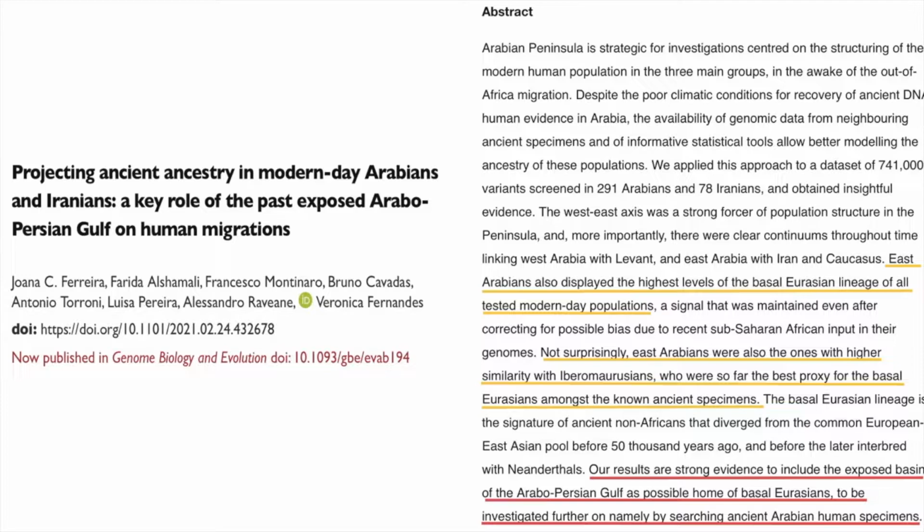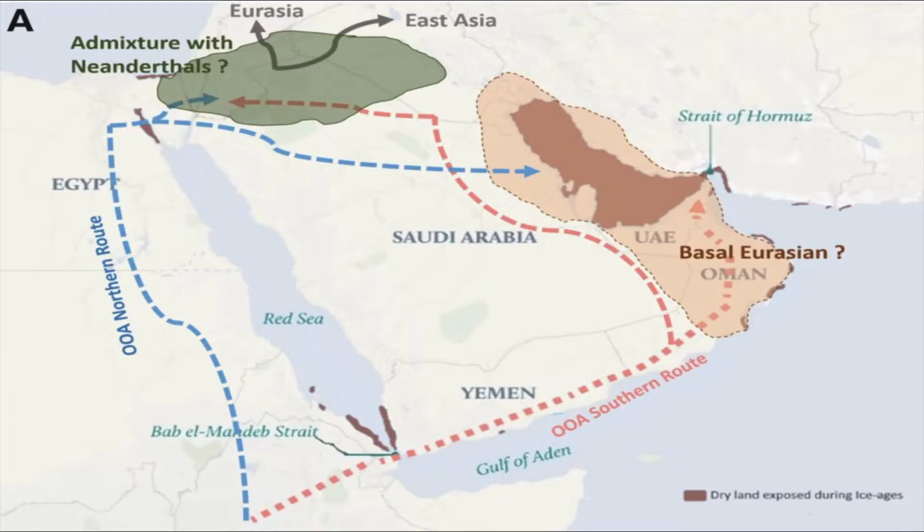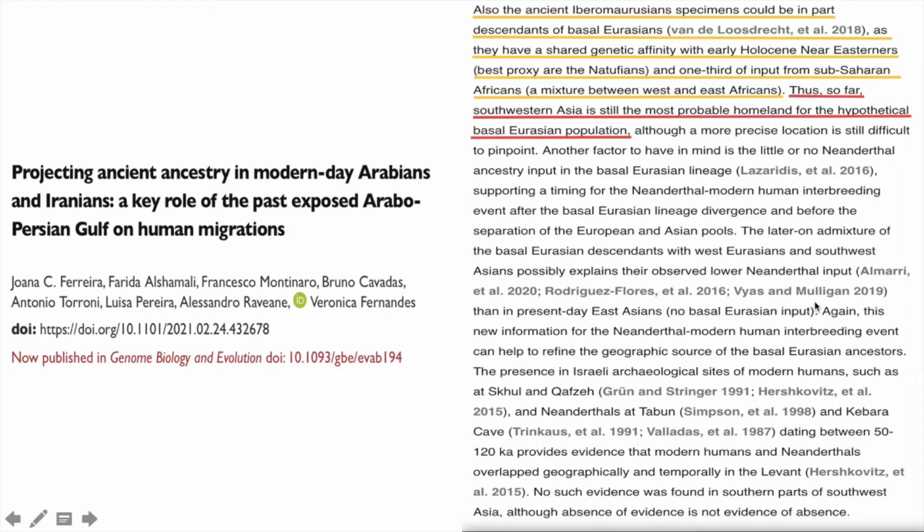And so basically they're saying the homeland or the area where Basal Eurasians would have resided was around the Persian Gulf region. So here's a map showing this. This is where Basal Eurasians would have been, around the Persian Gulf, which would be Iran, Iraq, Arabia, United Arab Emirates, and Oman. So that's where the Basal Eurasians would have been.